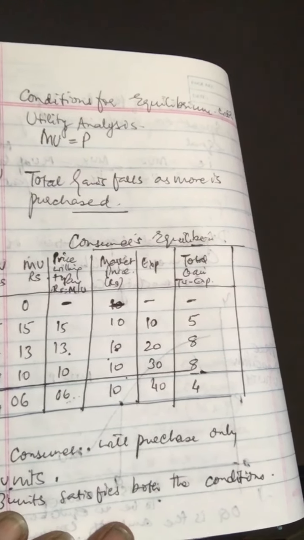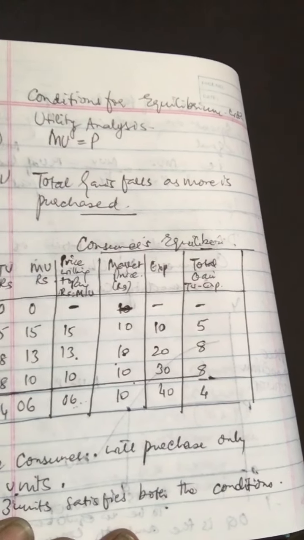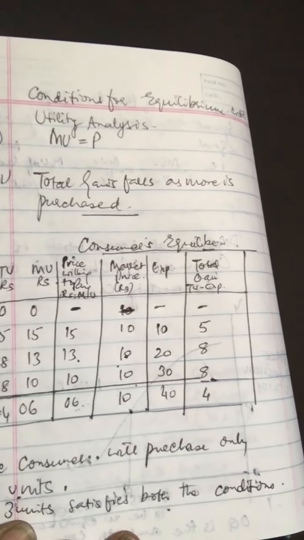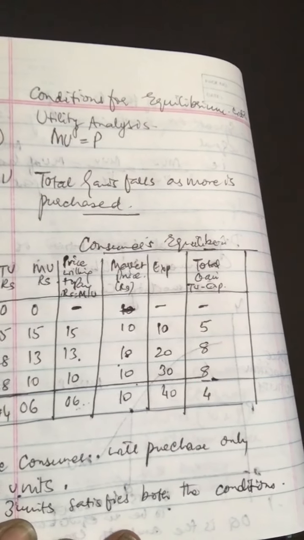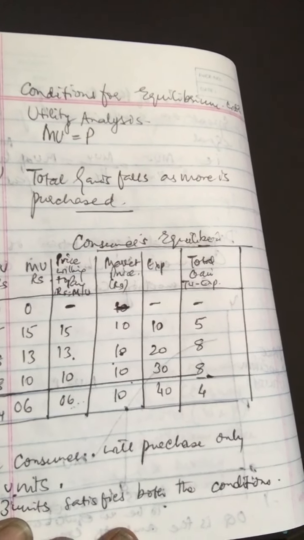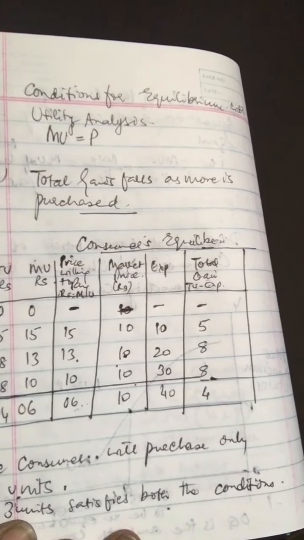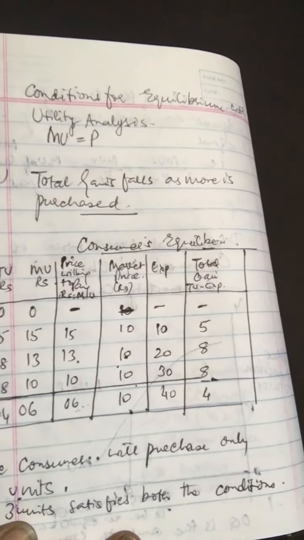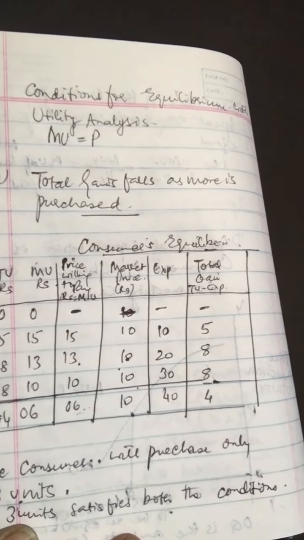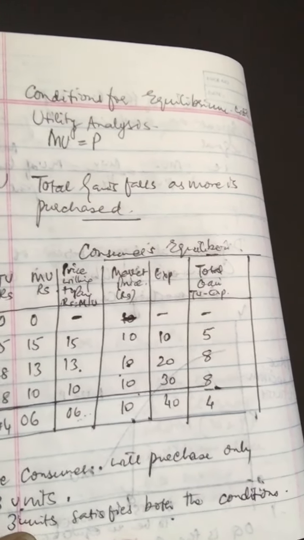So will he buy the second unit? Of course he'll buy this unit because the utility of this unit is greater than the price, rupees 10. Will he buy the second unit? It will depend on the utility obtained from the second unit. Yes, it is 13, rupees 13. He will buy the second unit also. Will he buy the third unit? The utility of the third unit is 10 utils, that is rupees 10. The price paid is also rupees 10. Since the utility equals price, he will buy the third unit also. So here is his equilibrium.